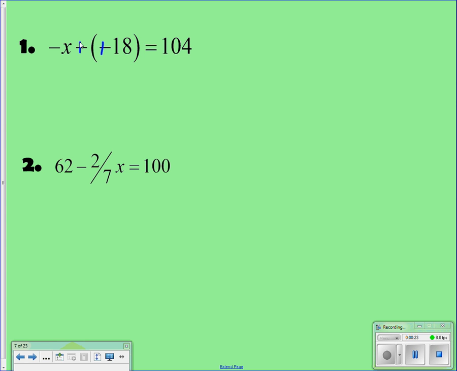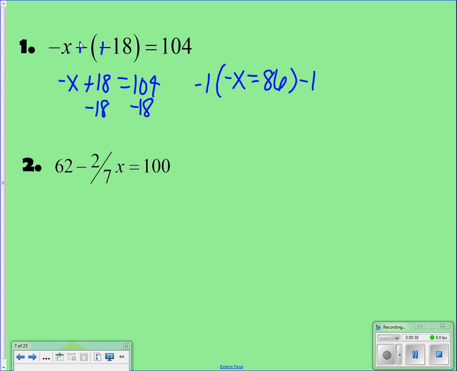Okay, so number 1, the opposite of x minus a negative 18. Well, two negatives become a positive, so this really says negative x plus 18 equals 104, which means then I would have to subtract 18 from each side. So that would leave me with negative x equals 86. Well, you can't solve for negative x, so you can multiply both sides by negative 1. So I get x to equal negative 86.